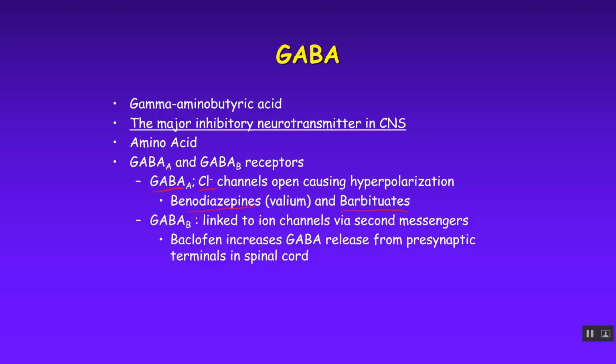GABA A are throughout the cerebrum. So barbiturates and benzodiazepines and Valium, they tend to cause overall much larger CNS depression, like your cognition goes down, fatigue, alertness, all that stuff goes down because you're influencing the whole cerebrum with these. They actually work pretty powerfully for decreasing tone.